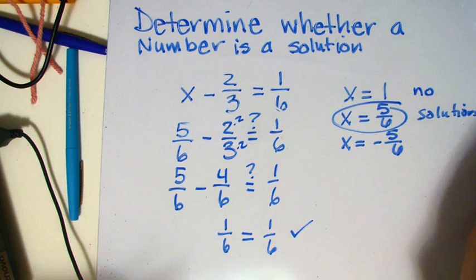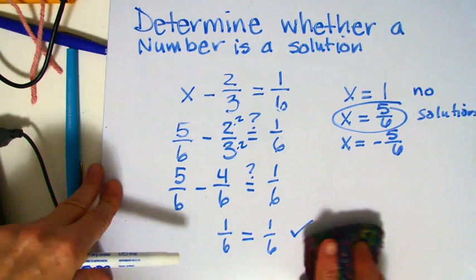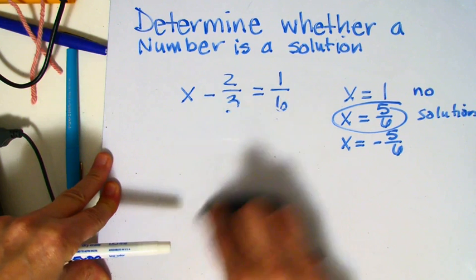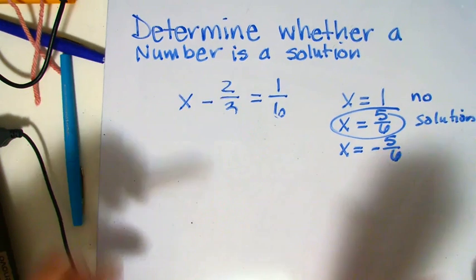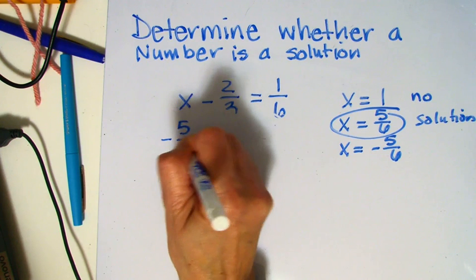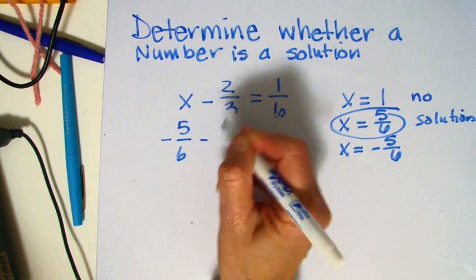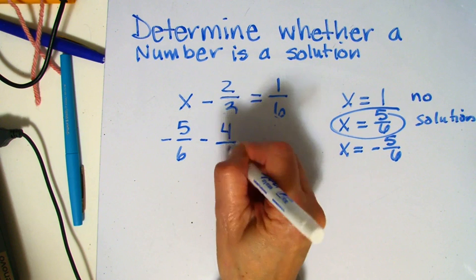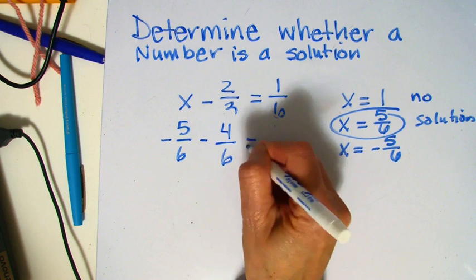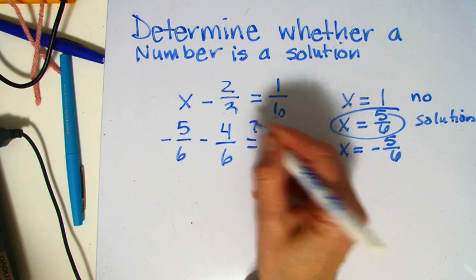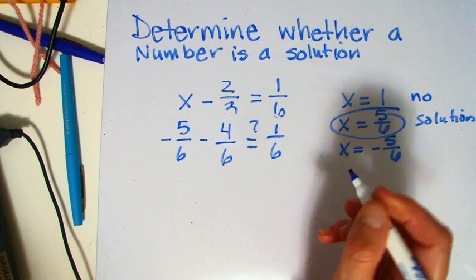Now, if you had tried the negative number first, or if that was listed first, let's go ahead and see what that looks like. This would be a negative 5/6 minus 2/3, and we know that is also 4/6. And we want to know if that is a solution or is equivalent to 1/6.